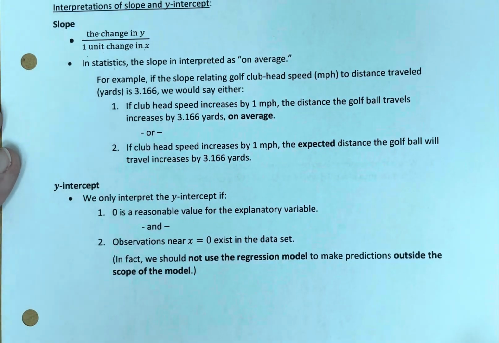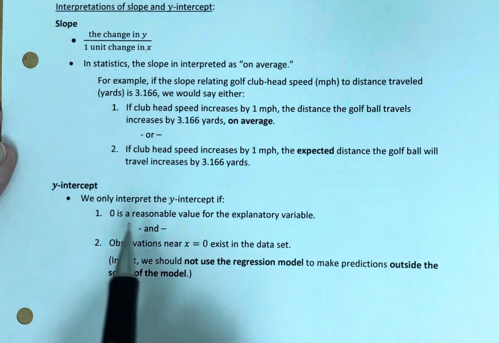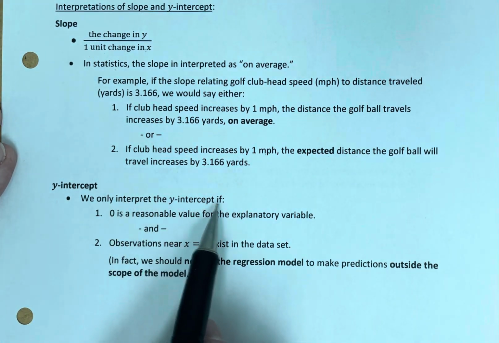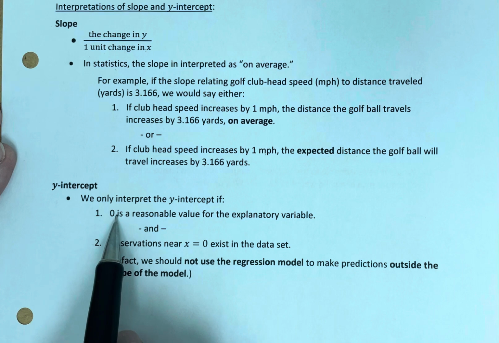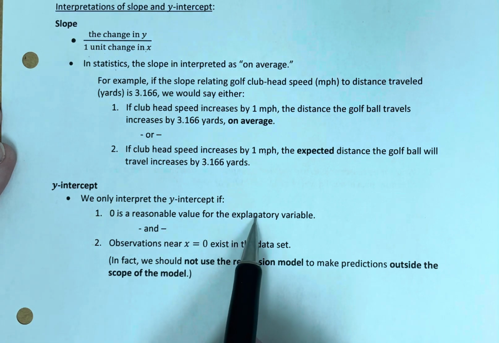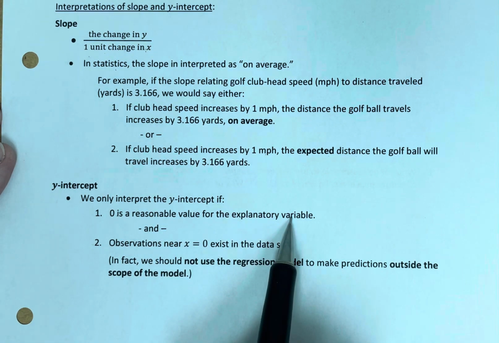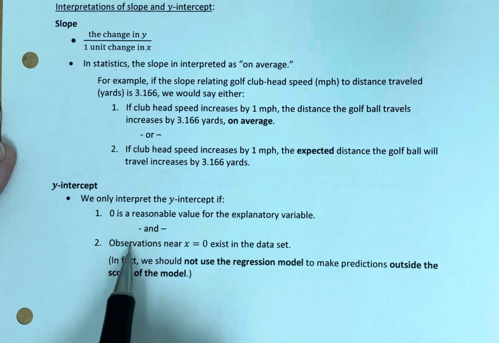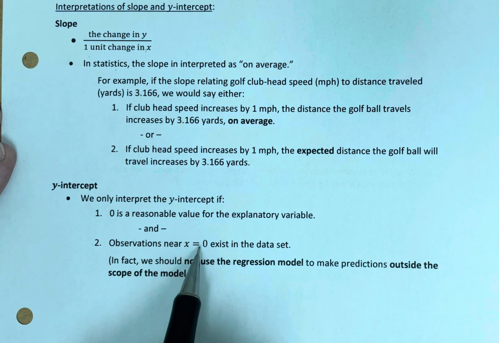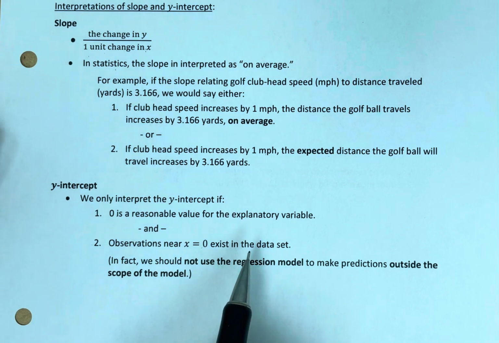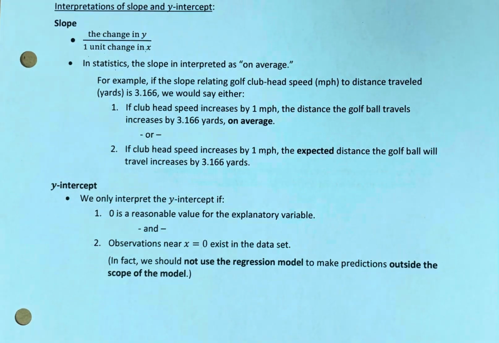How do we interpret the y-intercept in statistics? Well, we only interpret the y-intercept if 0 is a reasonable value for the explanatory variable, and we'll talk about that in our example. And if there are observations that are near x equals 0 in the data set. We need to have observations near that in the data set.